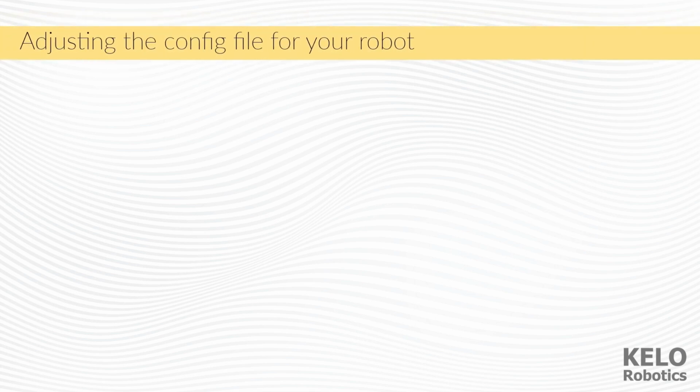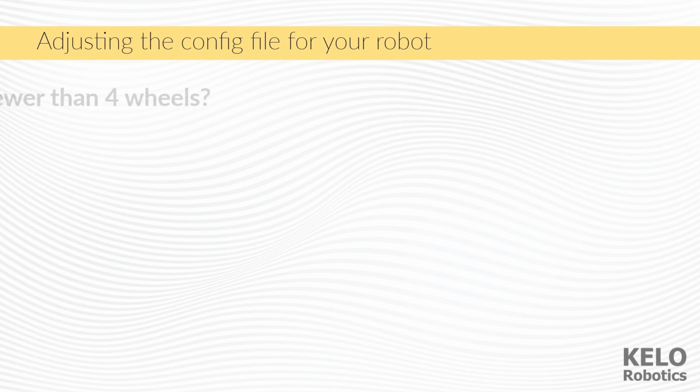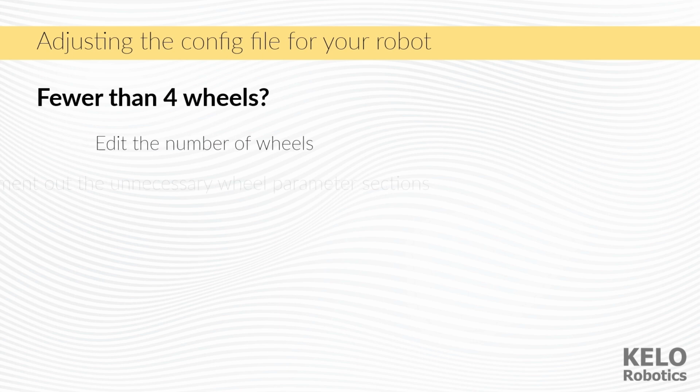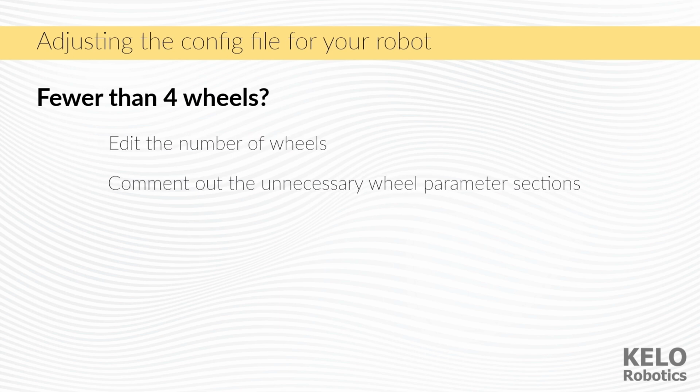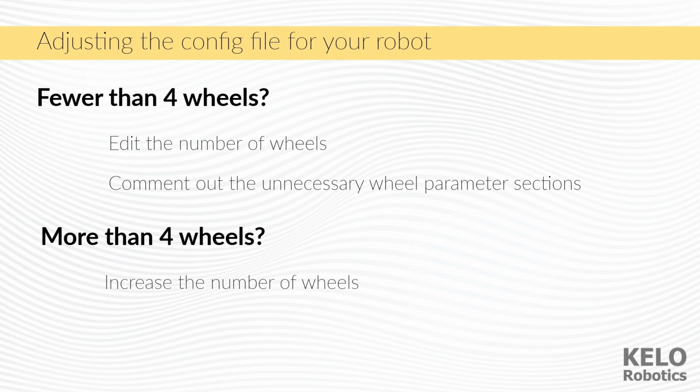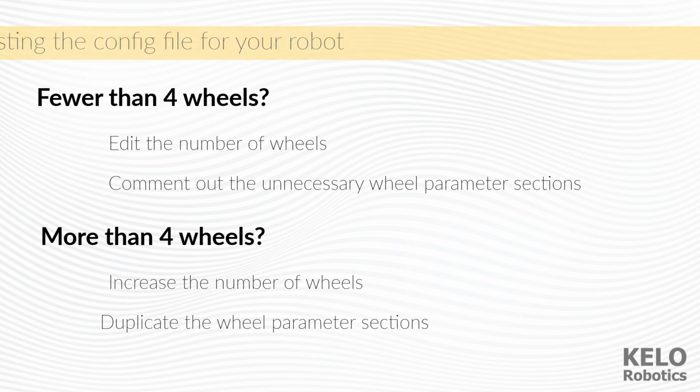Adjusting the configuration for your robot. Does your robot have fewer than 4 wheels? Edit the number of wheels and comment out the unnecessary wheel parameter sections. Does your robot have more than 4 wheels? Increase the number of wheels and duplicate the wheel parameter sections.